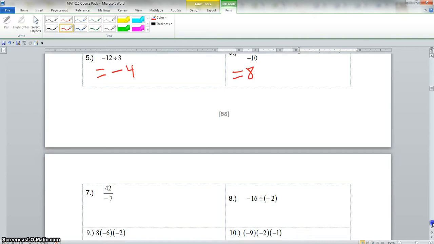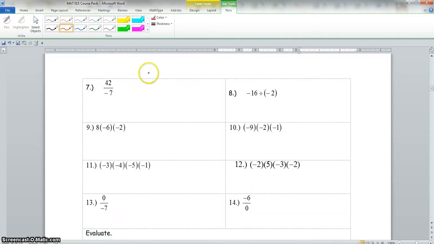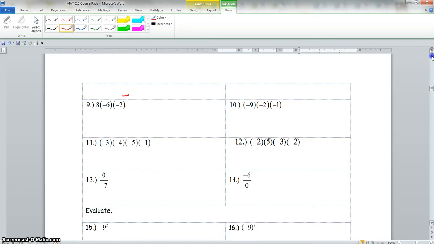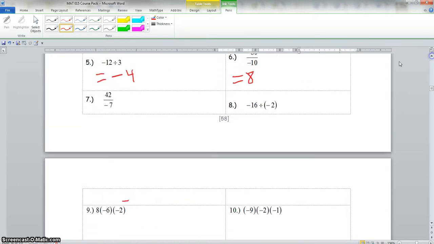So now, scroll down here to the next page. We have a positive 42 divided by a negative 7. Oh, it actually kicked back up to the other page. So 42 divided by negative 7 will give us a negative 6, because positive divided by negative is negative, and 42 divided by 7 is 6. Now we have a negative divided by a negative, which we know is positive, and 16 divided by 2 is 8. Now we come down here to number 9.